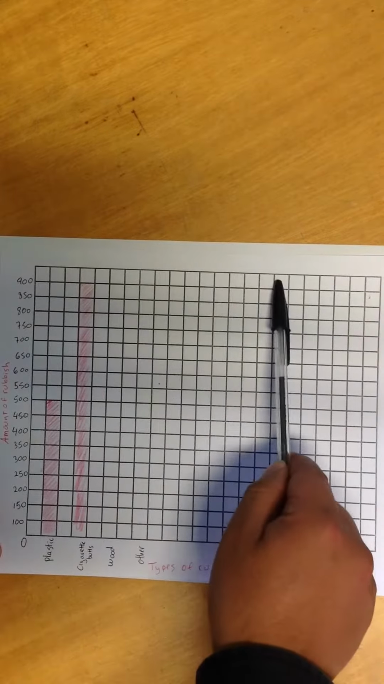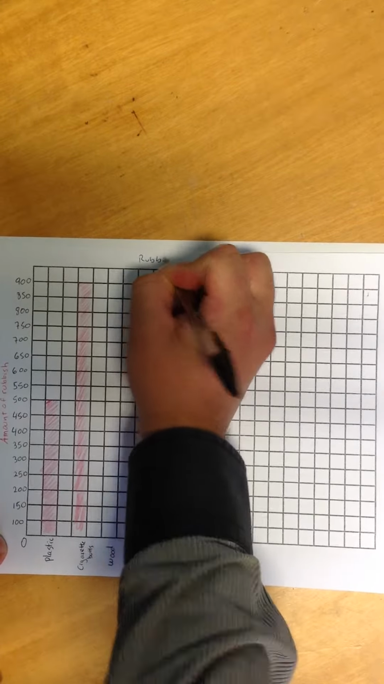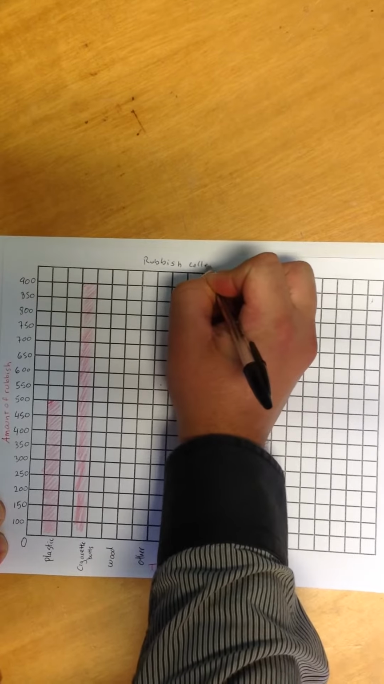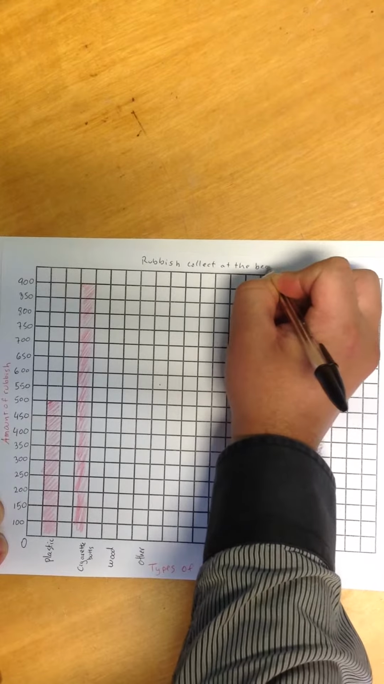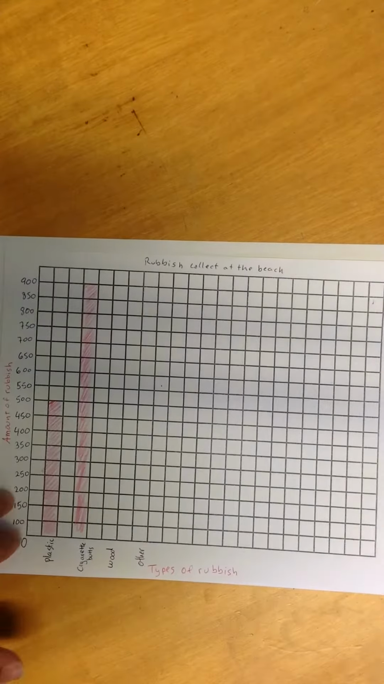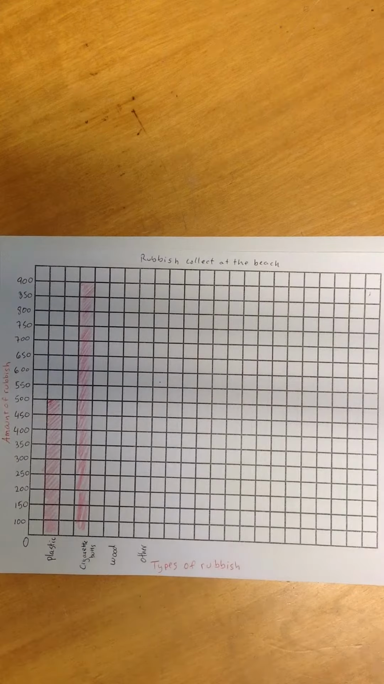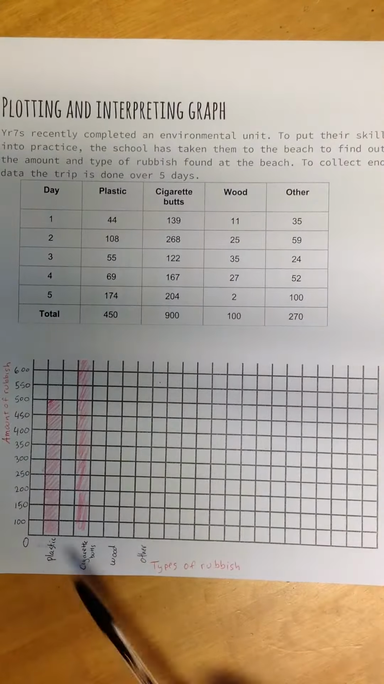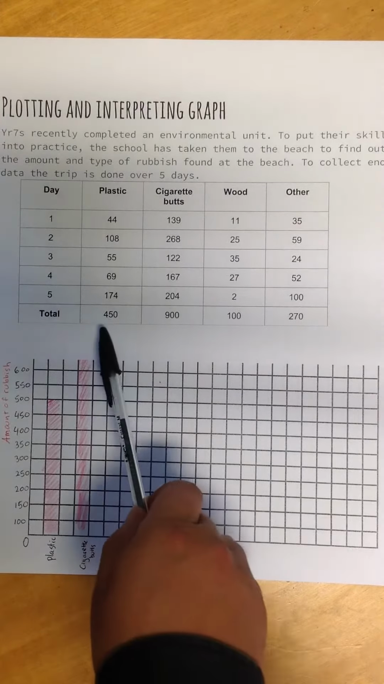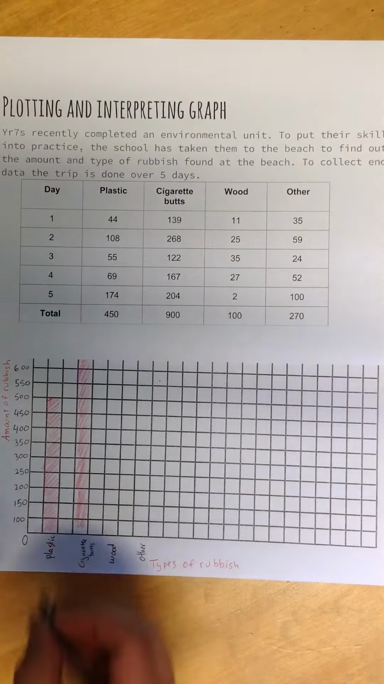What I don't have is a title, so I need to put rubbish collected at the beach. Or it could have been rubbish collected by Year 7s. So let's go back to our table for a minute. I've done the plastic and the cigarette. According to the table, there was a total of 450 pieces of plastic. So, oops, I made a mistake there.